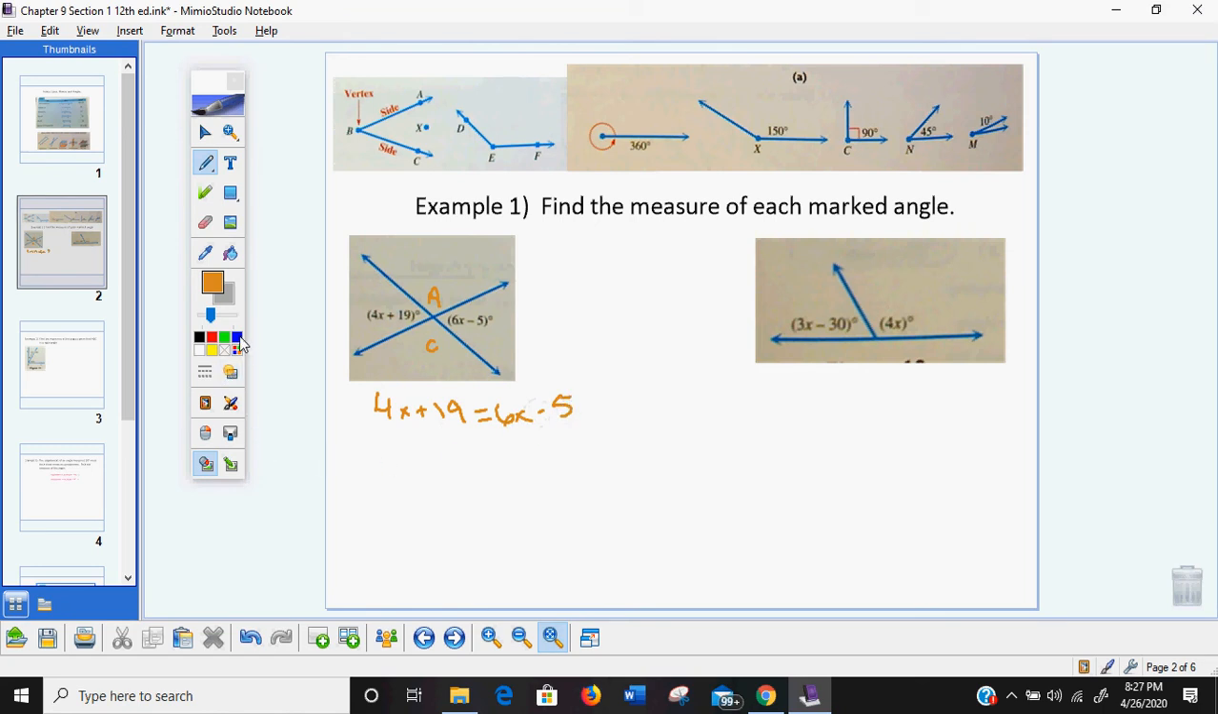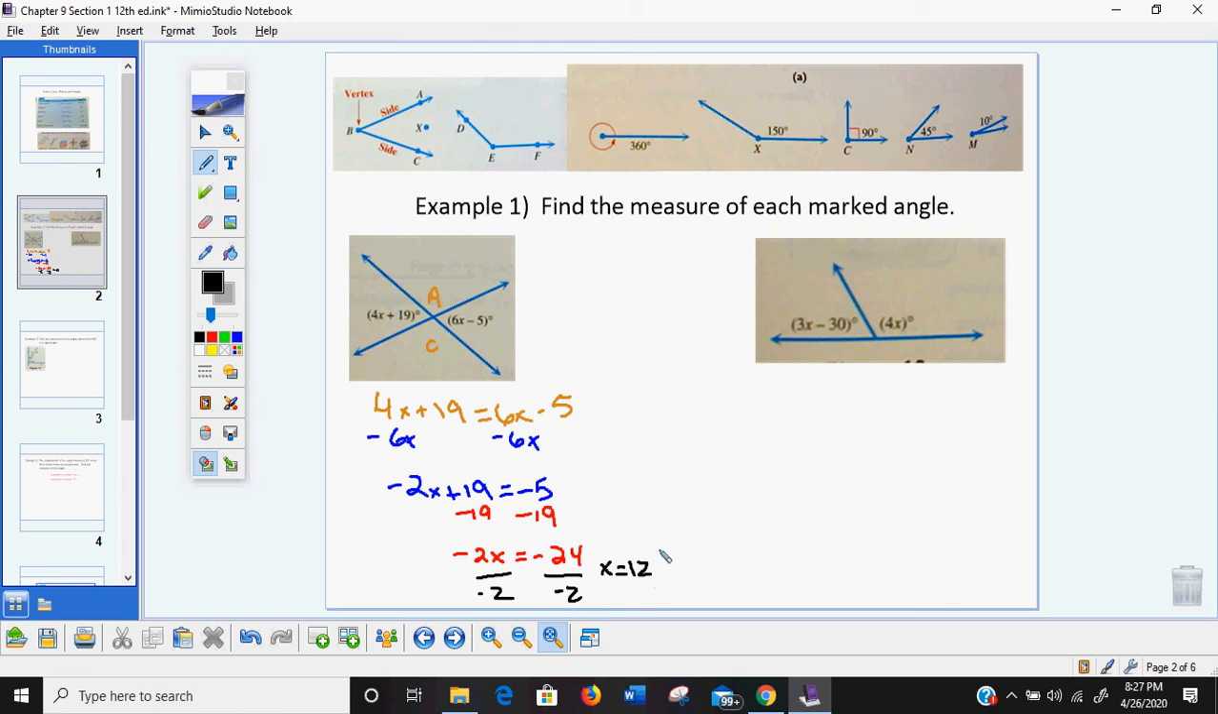So let's finish this. I'm going to move my letters to the left. If I subtract 6x from both sides, that gives me negative 2x plus 19 is equal to negative 5. Next thing I'm going to do is move my numbers to the right. I'm going to subtract 19 from both sides. I get negative 2x is equal to negative 24. And now if I divide by negative 2 on both sides, I find out that x is equal to 12.